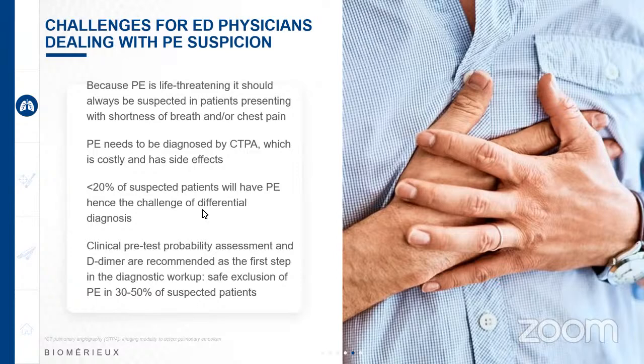Less than 20% of suspected patients will have a PE, hence the challenge of differential diagnosis. Now, you'll suspect 100 patients, but only 20 of them.